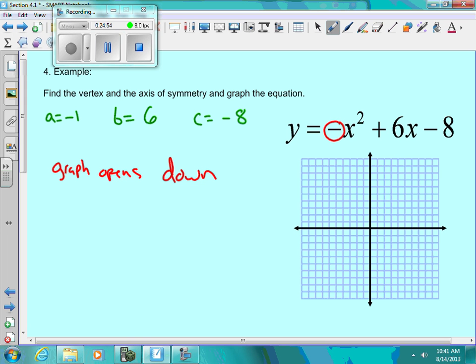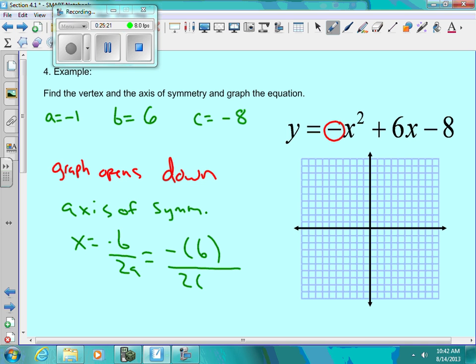So we're going to go through and find our key values, our axis of symmetry, and our vertex, graph, and plot the points. Okay, so axis of symmetry. The axis of symmetry is still x equals negative b over 2a. b is 6, so minus 6 over 2 times negative 1. Negative 6 on top, 2 times negative 1 is negative 2. Negative 6 divided by negative 2 is positive 3. So I know that my axis of symmetry is x equals 3. That's my dividing line.